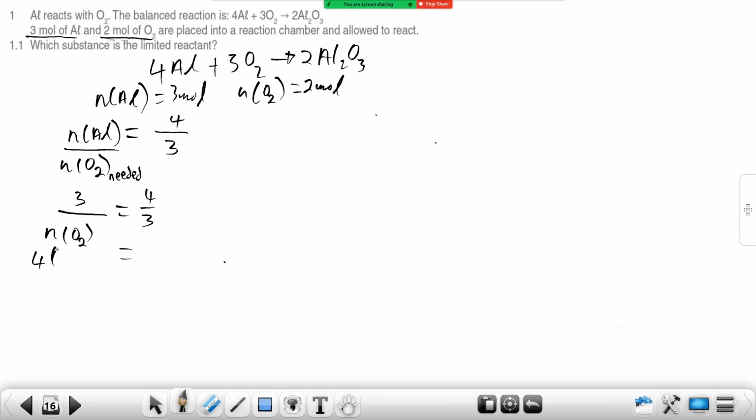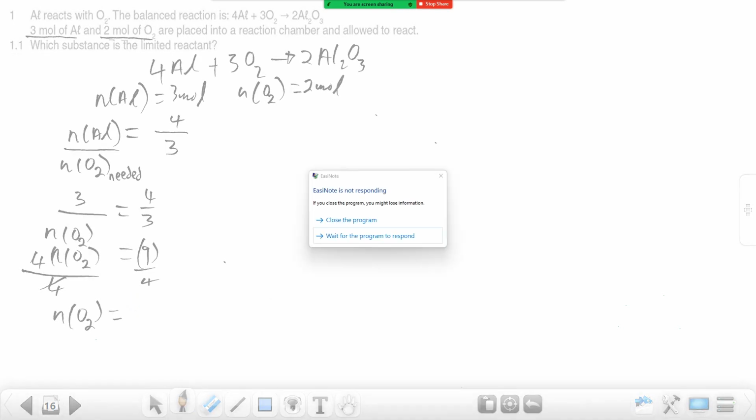Then I know this will be 4 times O2, which equals 9. Then I divide by 4, and they cancel there. I have O2 equals 9 over 4, which is 3 over 2. Is it 3 over 2? Yes, sir. So 3 over 2 is 1.5 mole.